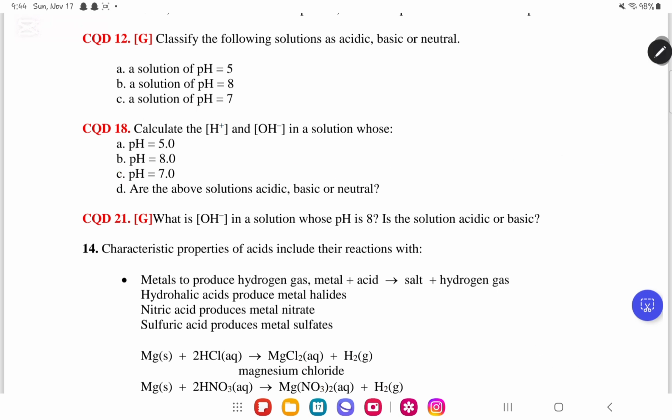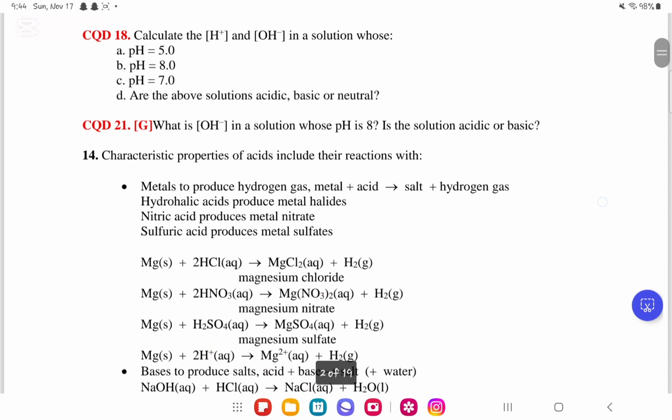Now, we are talking, are the above solutions acidic, basic, or neutral? As we did above, if it is less than 7, it's acidic. If it's greater than 7, it is basic. And if it is 7, it is then neutral.